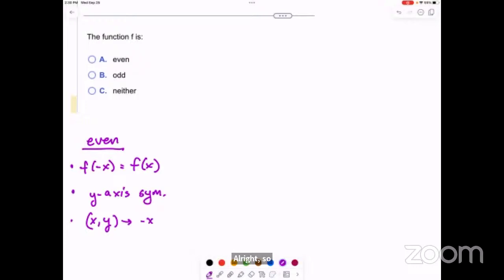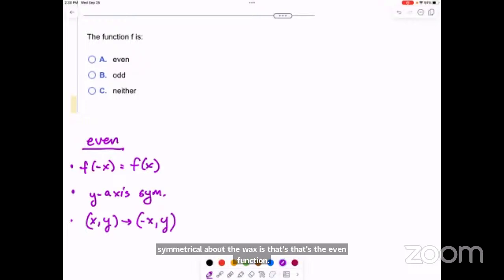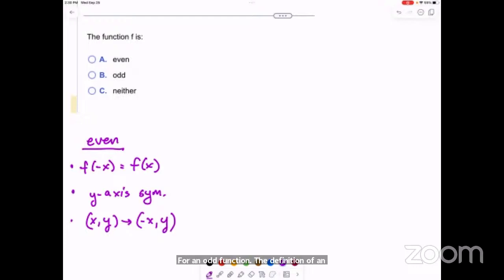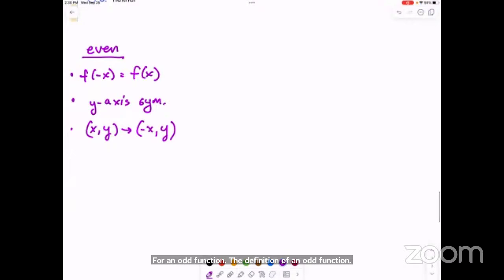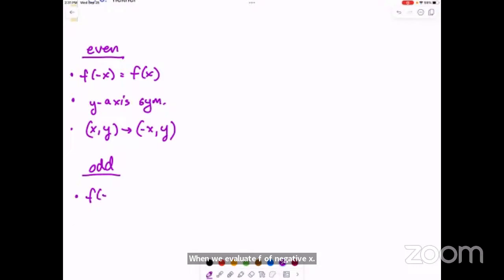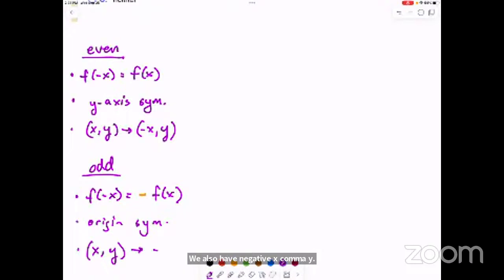That's an even function. For an odd function, the definition of an odd function, when we evaluate f of negative x, we get a negative times the original. An odd function is going to have origin symmetry. Whenever we have x comma y, we also have negative x comma negative y. So I feel like that's a decent synopsis of the definitions of an even function versus an odd function.